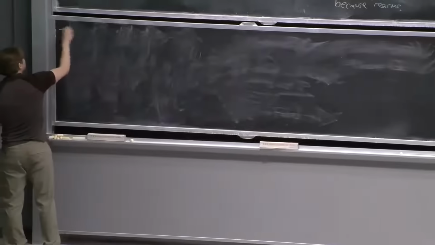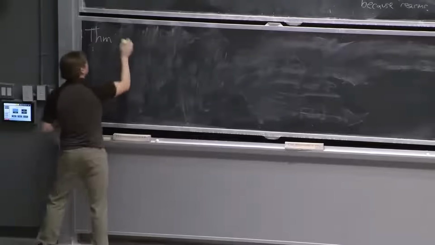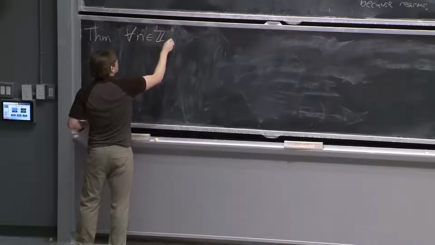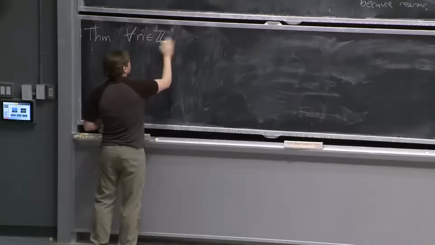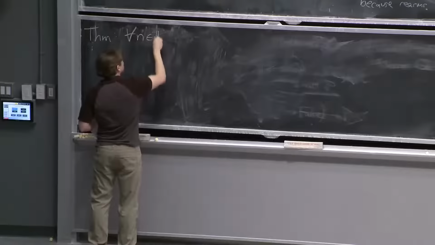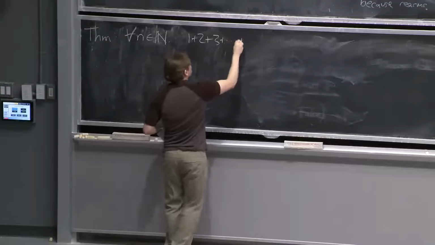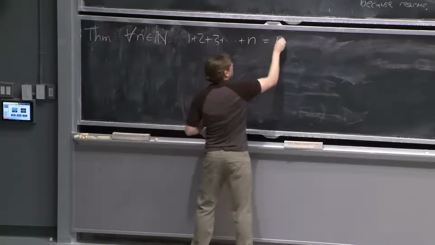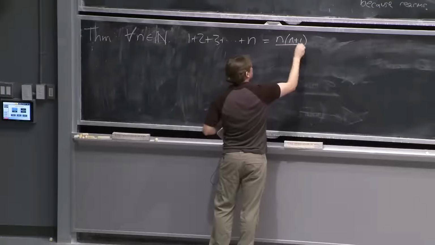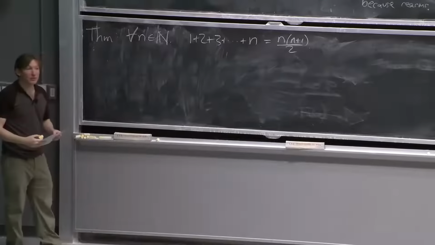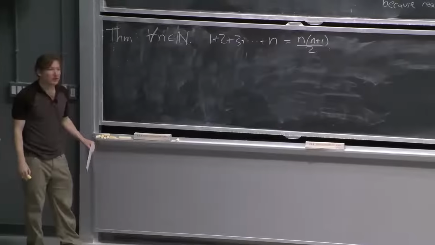So here is a theorem. For all natural numbers n, 1 plus 2 plus 3 plus up to n equals n times n plus 1 divided by 2. This might be familiar to some of you. There are lots of ways to prove it. You can prove it by induction.